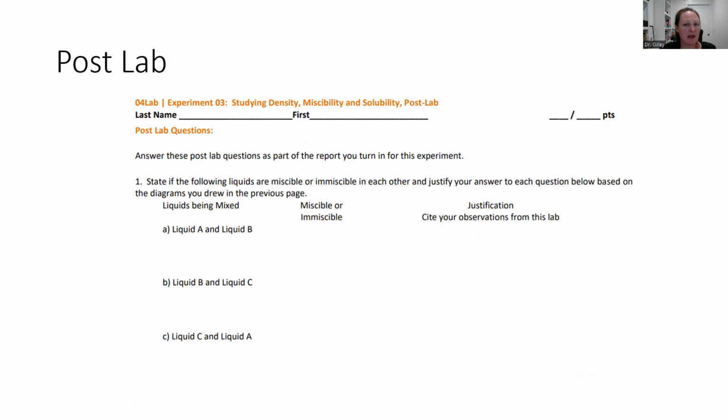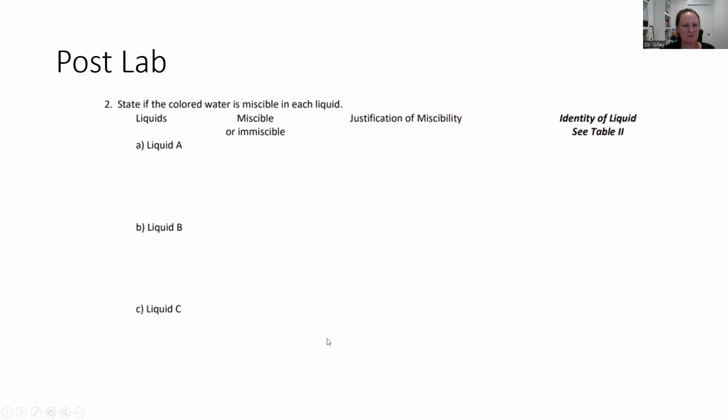Okay, and then we have at the very end the post-lab. The post-lab asks you to think about whether or not the different liquids are miscible or immiscible, and how do you know? So use your justification based on the evidence that you have in the lab to say whether or not these liquids were miscible or immiscible.